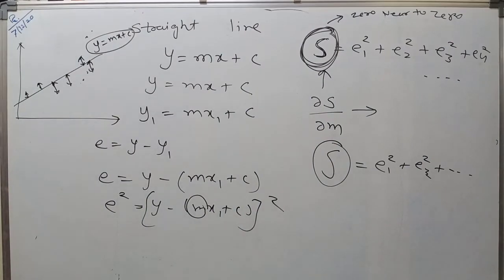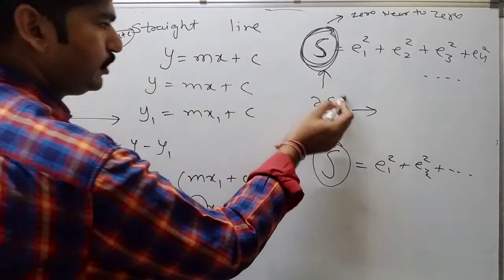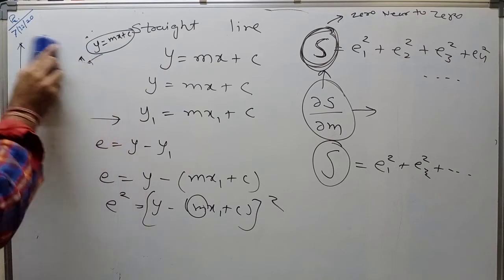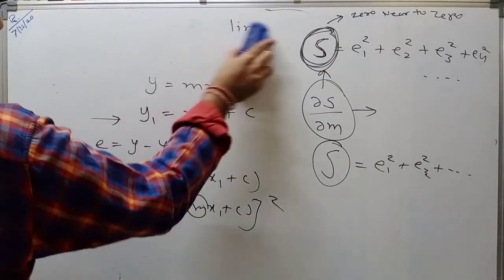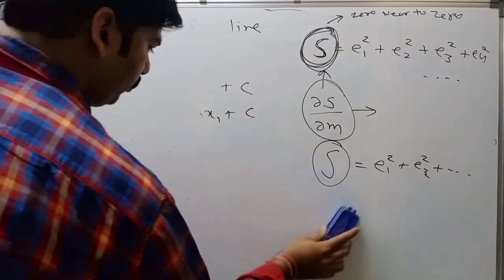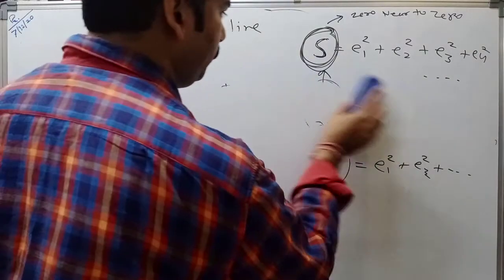For example, you have to differentiate it twice with respect to m and with respect to c as well. So these two differentiations you will do, and you have to obtain the normal equations. Once you are able to obtain the normal equations, you have to understand what the normal equation is. For a straight line, there will be one normal equation. For a parabola, there will be one normal equation.